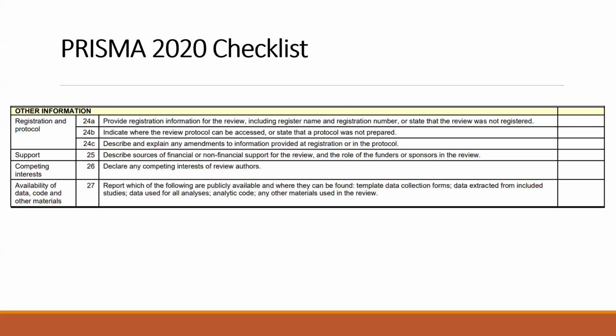Then support, like if you received any funding or financial support for your review, then competing interests, whether there was any, then availability of data. Suppose you have prepared your data extraction sheet, right? That entire data extraction sheet you may not submit to the journal, but the data is available with you. In that case, you can mention that the data related to the review is with the author, or whether you are going to share it, you have to mention that. Okay.